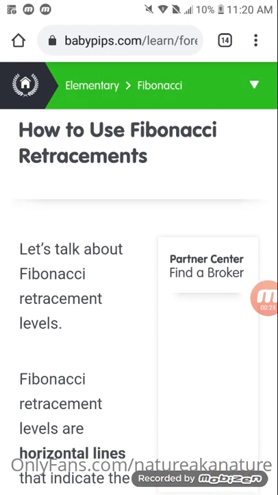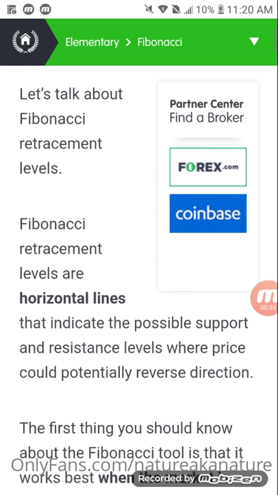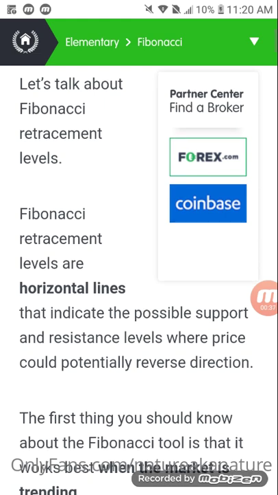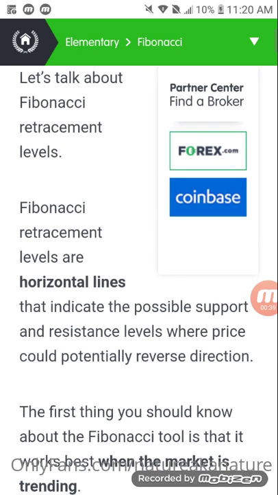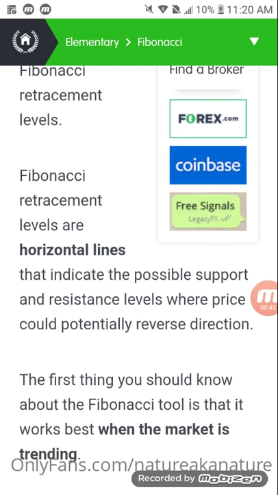Let's talk about Fibonacci retracement levels, okay? Fibonacci retracement levels are horizontal lines that indicate possible support and resistance levels where price could potentially reverse direction. This is how we use Fibonacci retracement levels.